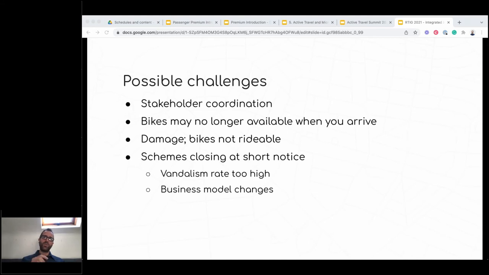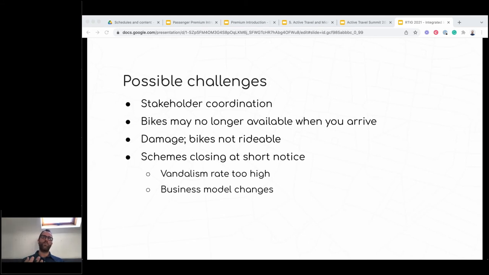Possible challenges that we saw at the time, and remember this is 2019 when we wrote this list, was stakeholder coordination. As Tim alluded to earlier, not all bus operators are used to working in strong collaboration, and that is something that's certainly changing with the arrival of the bus strategy and the BSIPs. But stakeholder coordination was certainly something we were thinking about at that point in time.